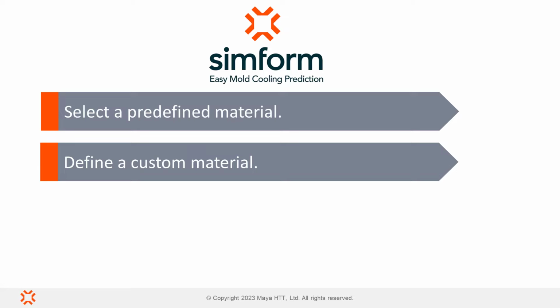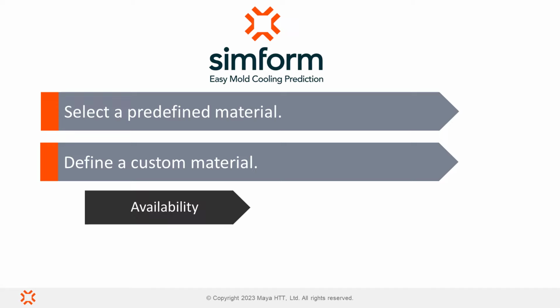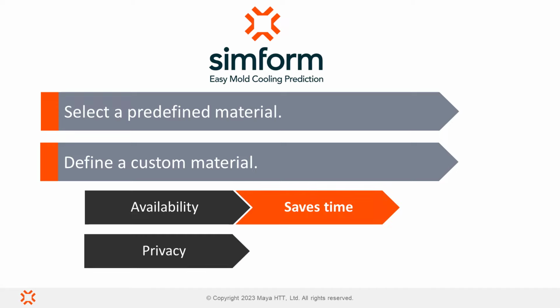The new custom materials you create in one job are added to the material list and become available for use in all your projects. You won't have to define the same material every time you need it, which saves time. Your custom materials are private and only accessible to you, ensuring that your work is confidential.